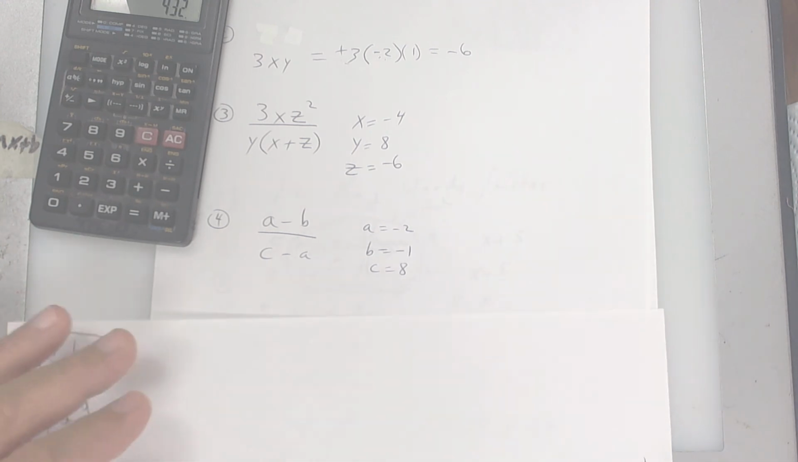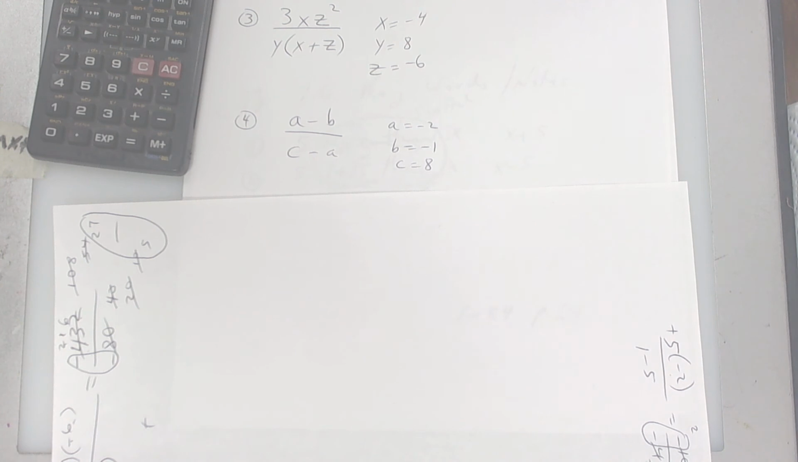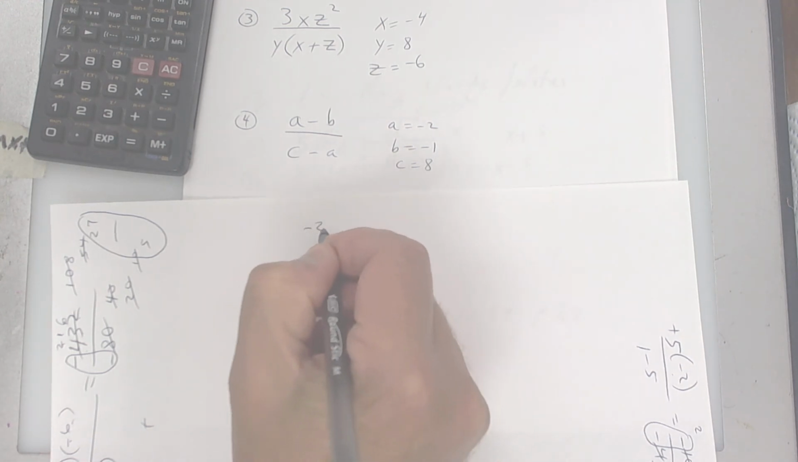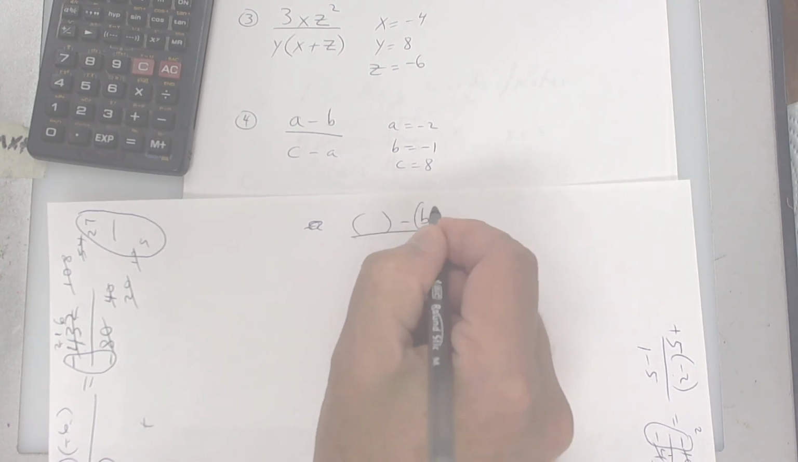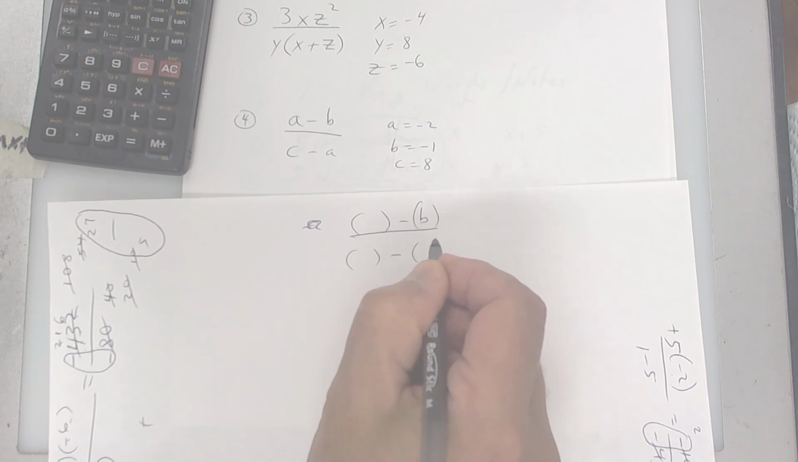One more. Try this one. Remember, if you're not sure, I want you to ask a question. Okay? We're shooting for a test Friday is the goal. All right, so here you have A, so that's -2. I would write it like this. A minus B over C minus A. That's how I would write it.